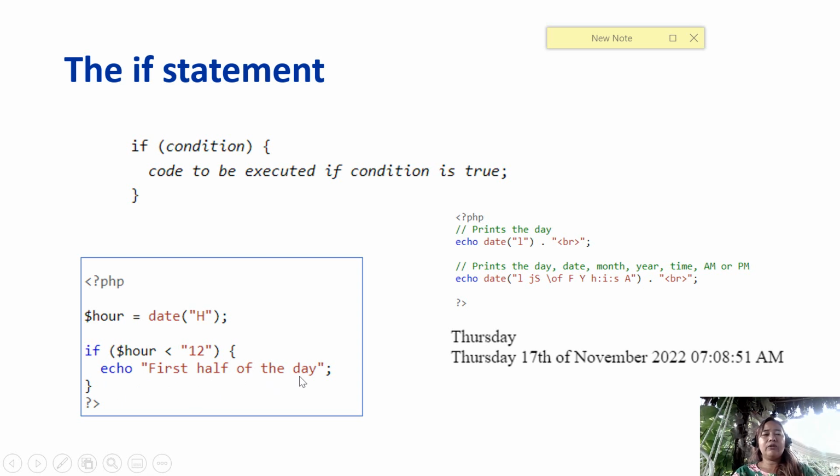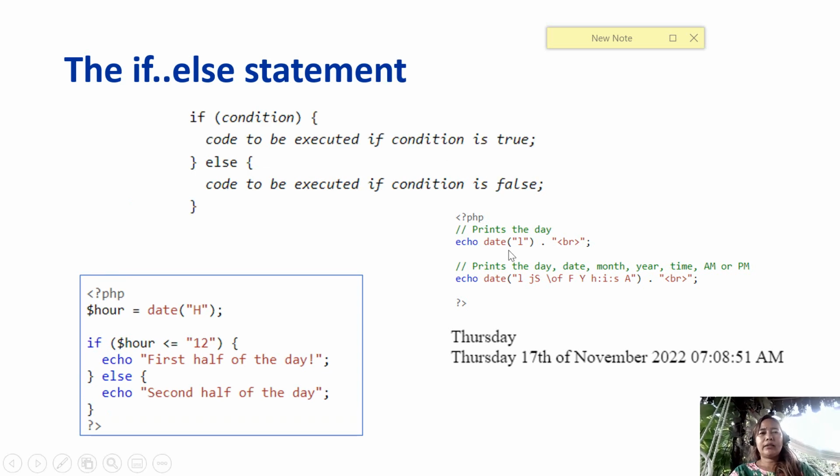Now assuming that it is 2 p.m. today, of course the date function here with an h parameter will return 14. So 14 is not less than 12. Since it is false, it will not perform and will not display first half of the day. At this point, I want you to run this program on your computer and show me the result.